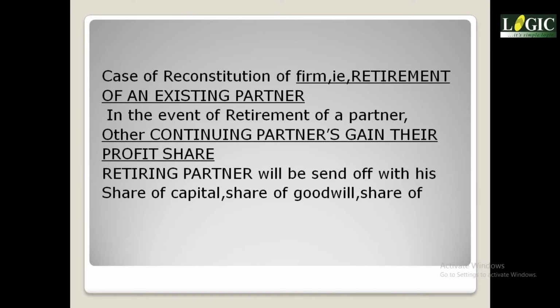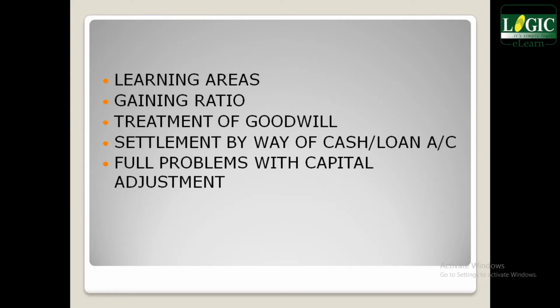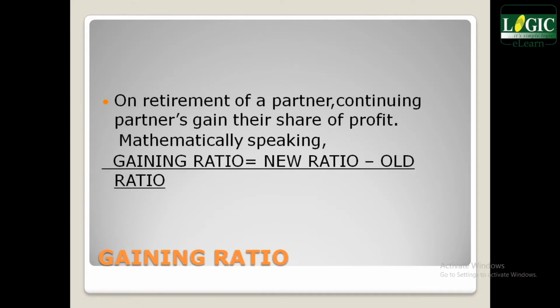Now the retiring partner will be sent off with his share of capital, share of goodwill, profits, etc. All items he is eligible to receive. The retiring partner's capital account will be settled either by paying cash or transferring to his loan account, that is, he may be paid in installments. Now, the learning areas in the lesson: you should know what is gaining ratio, how to treat goodwill, settlement by way of cash or loan account, and full problems with capital adjustment. These are the things to be known.